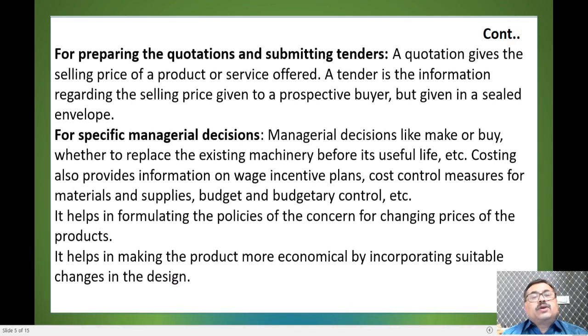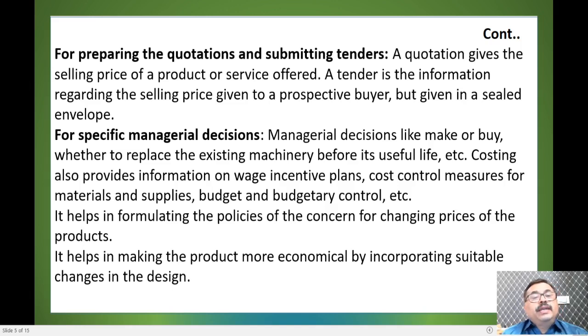For preparing the quotations and submitting the tenders, whenever you have to prepare the quotations, you should know the product or the services which you are going to offer. A tender is the information required, the selling price given to a prospective buyer, but given in a sealed envelope.